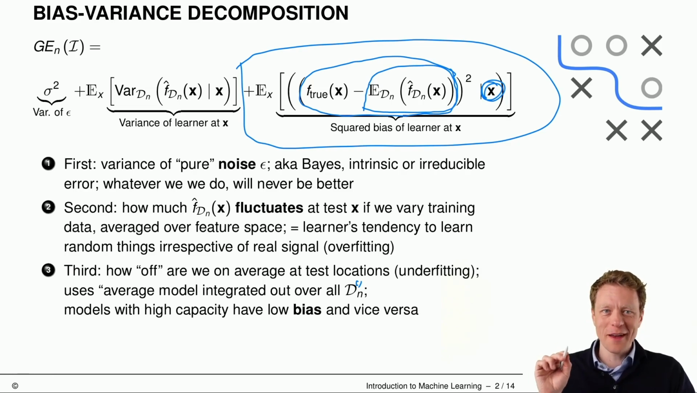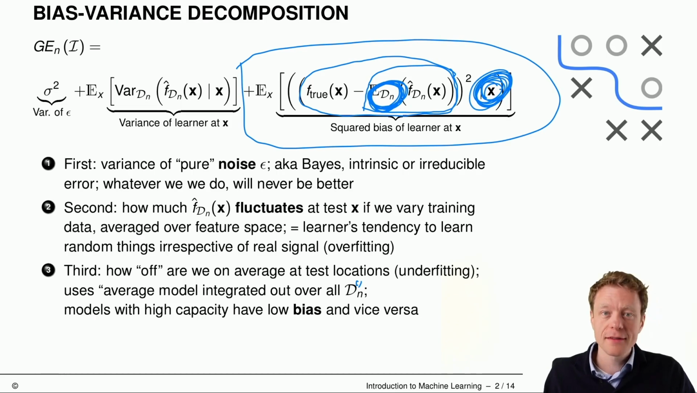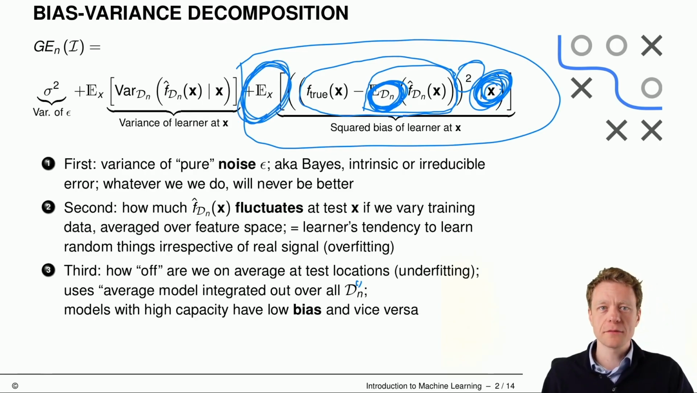So we have a lot of averages going on here. How off are we on average? We average over the models, or over the different training data sets, and we get an average model. How much are we off, but at point x? Then later we square it, and then we take the expectation over the feature space. So that's a second average. We average out this squared bias over the entire feature space.